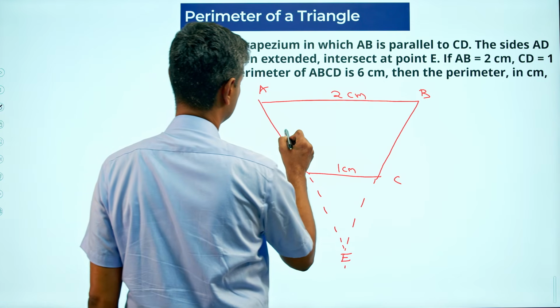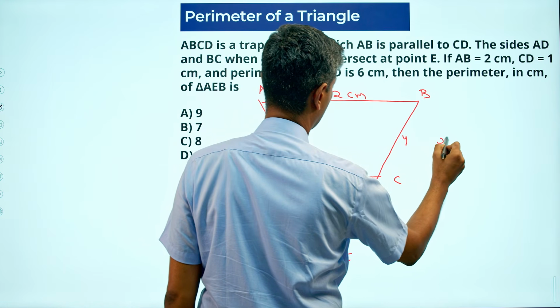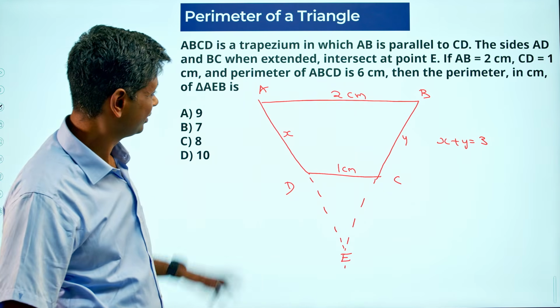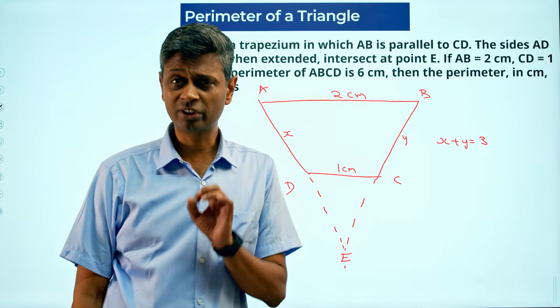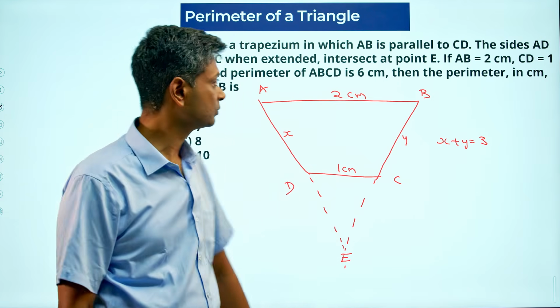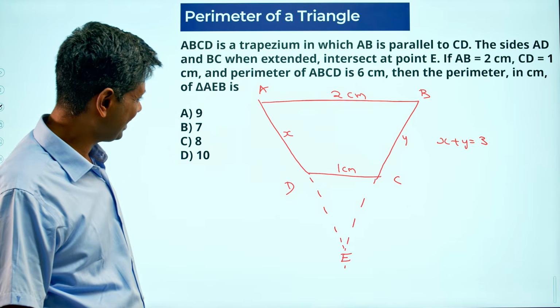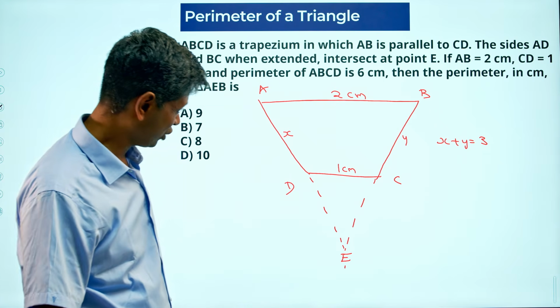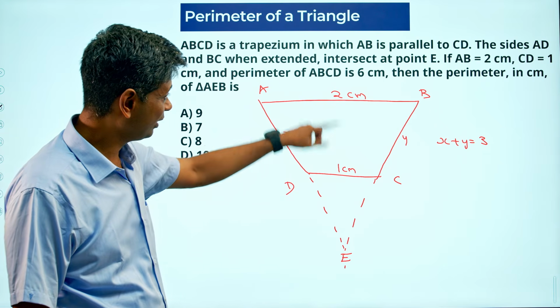So this is x, this is y, then x + y is equal to 3. X and y need not be equal. This is not an isosceles trapezium. We have not been told it's an isosceles trapezium. Maybe it is, but we can't put them equal. So we need to find the perimeter in centimeters of triangle AEB. Very interesting question. We can say this is 1, this is 2.